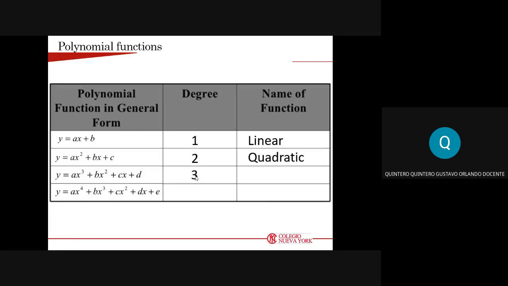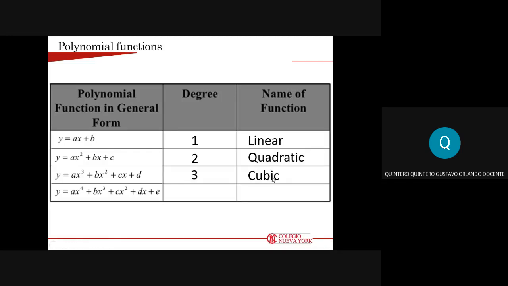All right? How do we call this function? Now, you don't know this function. We haven't worked with this function, but we will. This is called a cubic function. Go ahead and write it down, please. We know the first one. We know the second one, but we don't know the third one.